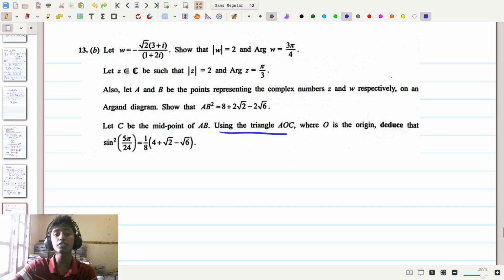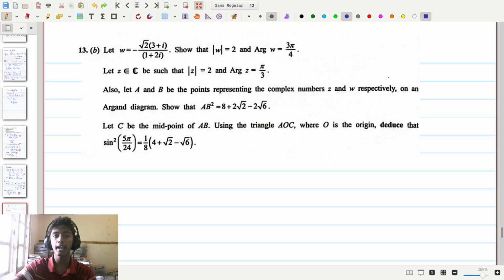And then using the triangle AOC, where O is the origin or the (0, 0) point, deduce that sin squared of 5π/24 is equal to 1/8 of (4 + the square root of 2 − the square root of 6). Now you will notice, if we just multiply the inside part by 2 and divide by 2 here, we get 1/16 of (8 + 2 root 2 − 2 root 6), which is exactly AB squared. So we can see there's going to be some relation between AB and sin squared of 5π/24. So now, let's start off by solving this question by first considering the first part, where we have w.